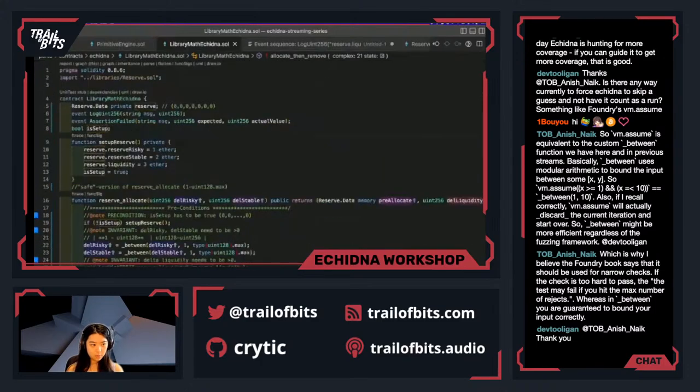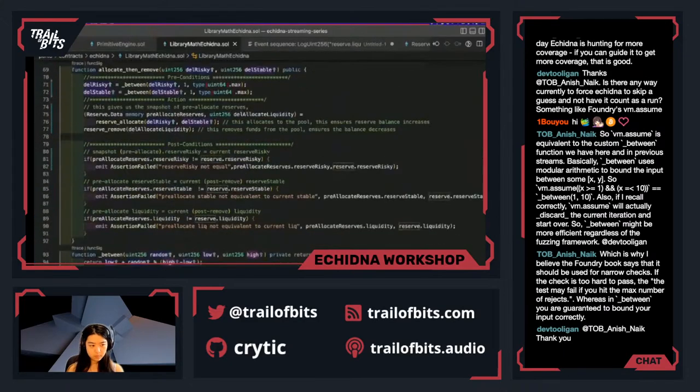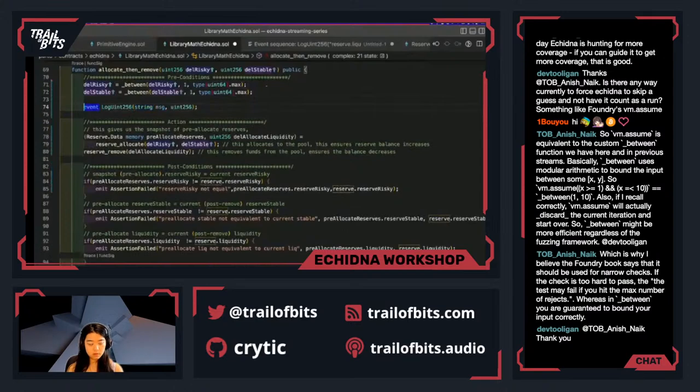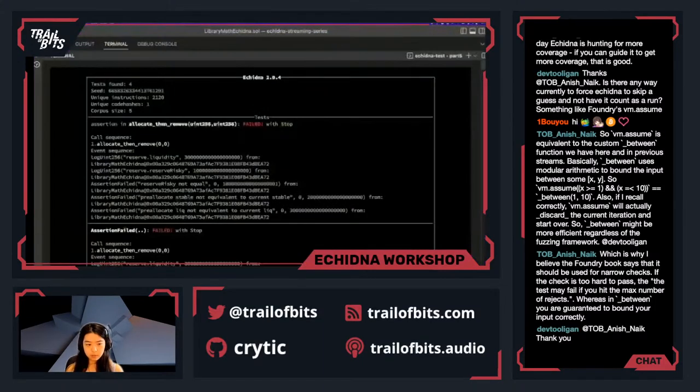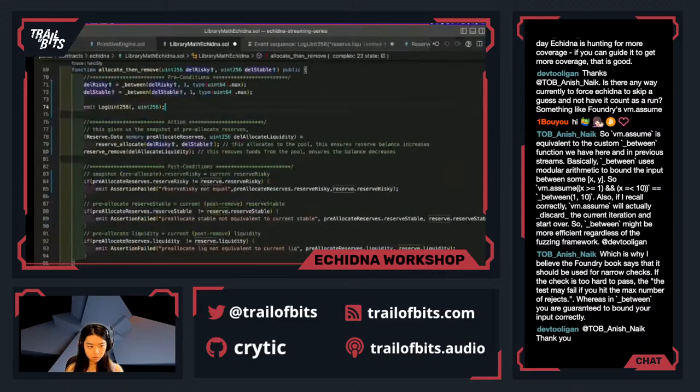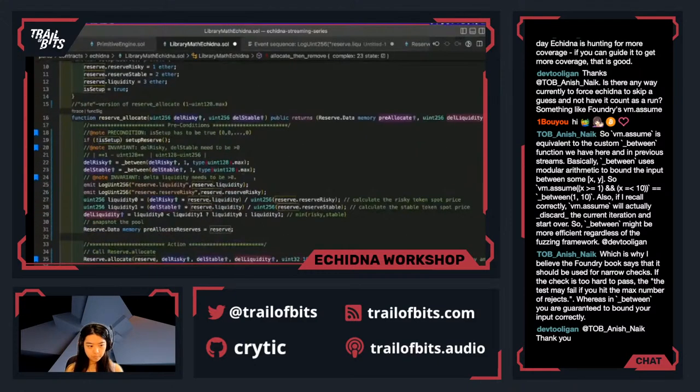So given this even smaller scoping of the input space, I'm also going to print out the log of, actually we might have got that from the Echidna run. This is basically saying our reserve liquidity is this large number, reserve risky is one ether, current reserves are zero. So basically it's erring out on the fact that the pre-allocate reserves have not been initialized.